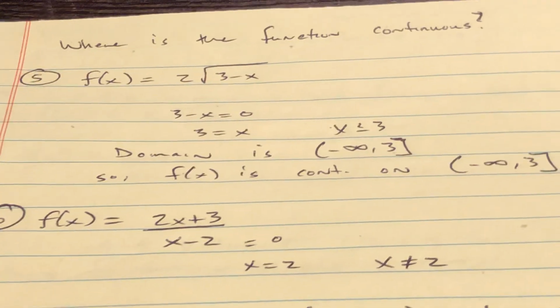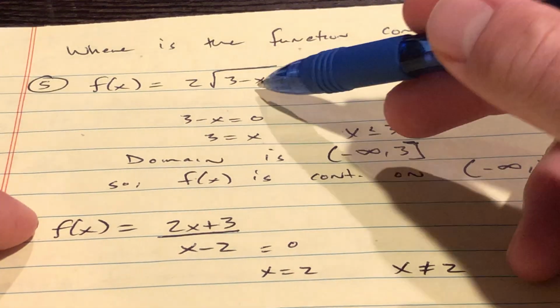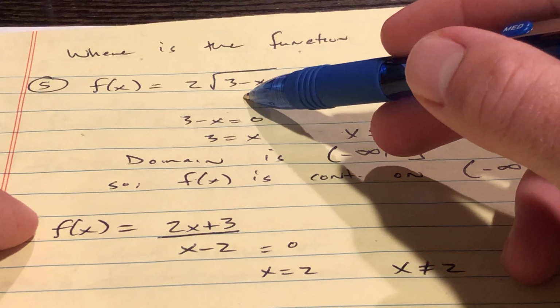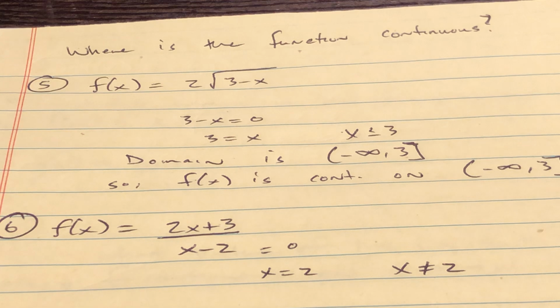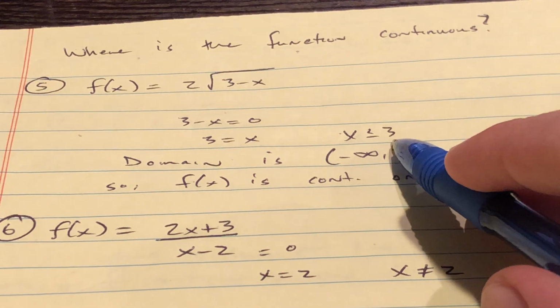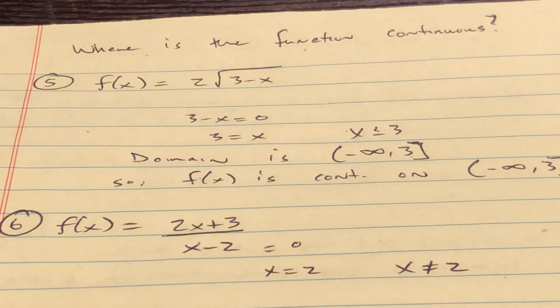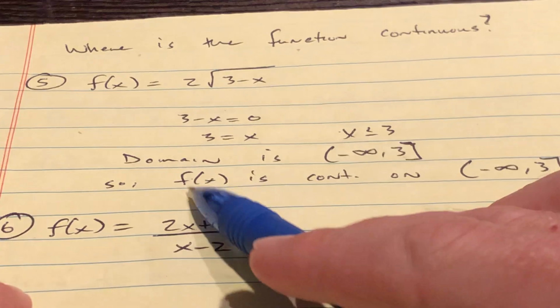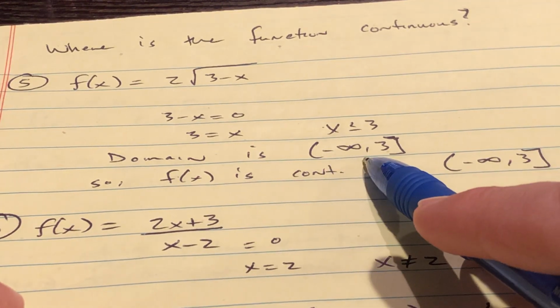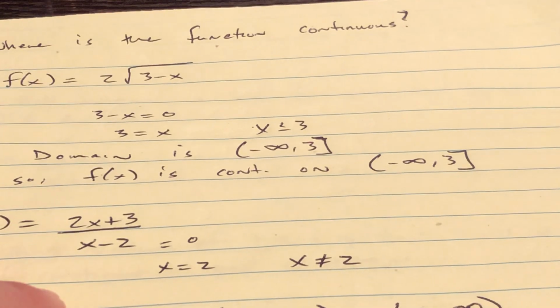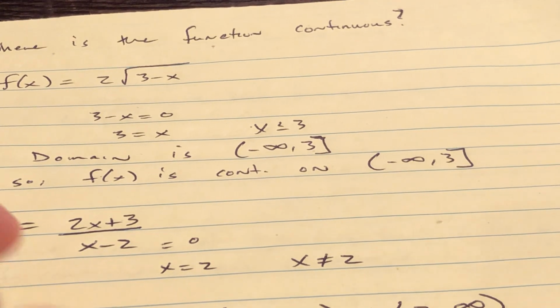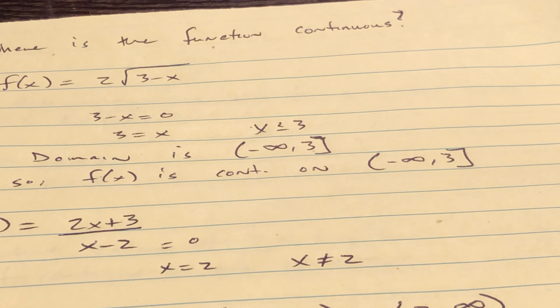So I set what's inside the square root equal to 0. I get x is 3. Now be careful here. If I plug 4 in for x, I get the square root of -1, which is a no-no. So the largest value of x is 3. So I could say x is anything less than or equal to 3. Well, I would write the domain like that. Domain is negative infinity, not including negative infinity, to 3, including 3. So f of x is continuous on that interval.